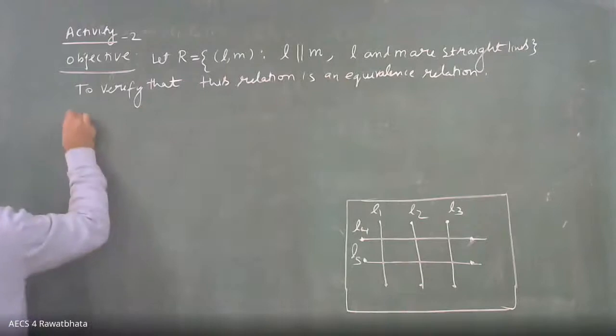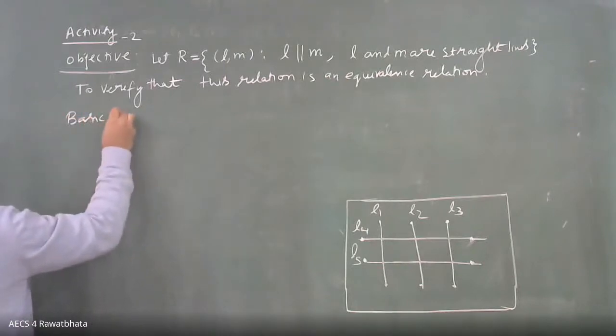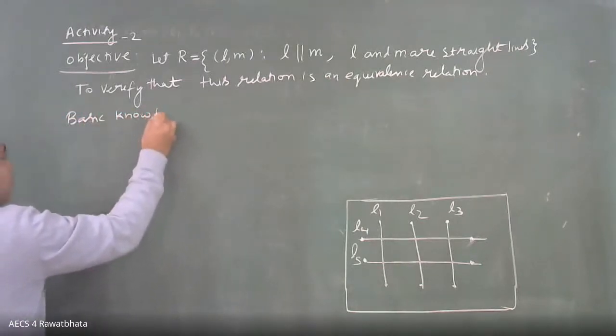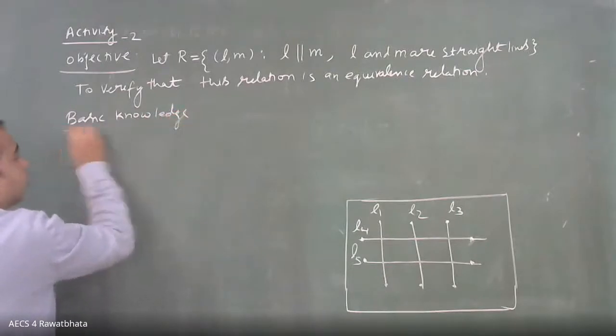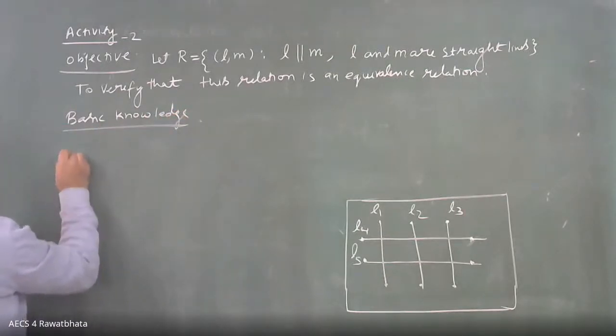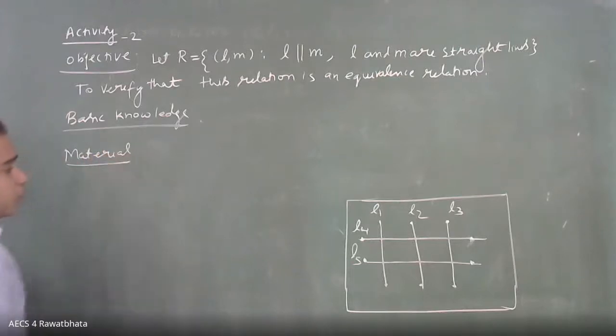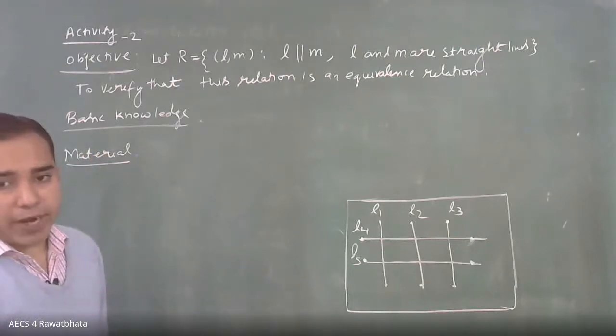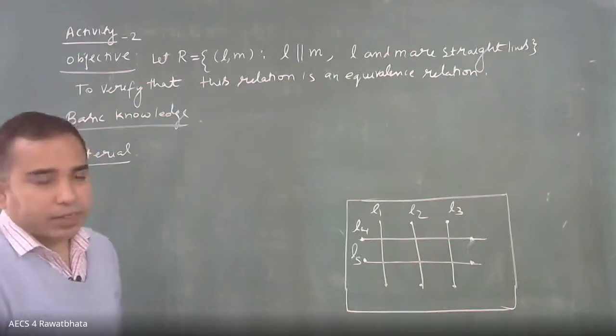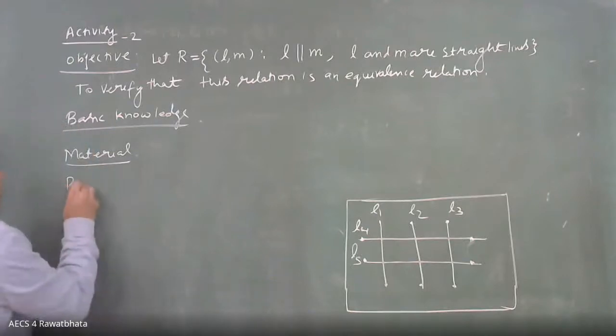Here also the same thing, basic knowledge you can write. Knowledge of relations, types of relations, then material needed. Material means same thing, pens, white paper, thread, pencil, scale, etc. That's it. Then procedure.